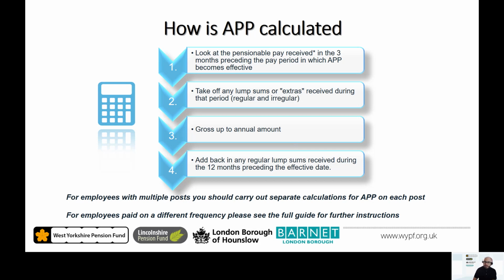Once you've calculated your APP, you then need to apply this to the period where the pay has been affected. If the pensionable pay the member received in the 3-month, 12-week period was reduced as a result of an absence due to trade dispute, or an absence authorised by the employer, the reduction is to be ignored when calculating the pensionable pay received in these periods. For employees with multiple posts, you should carry out a separate calculation for APP on each post. And for employees paid on different frequency, please see the full guide for further instructions.